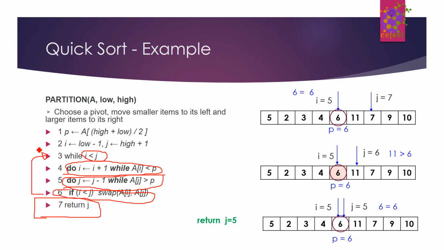So we return j equals 5. So 5 will be returned as the value for the result of the partition. Cool. So we are done with the partition procedure. Let's go back to our original algorithm and see what will happen.